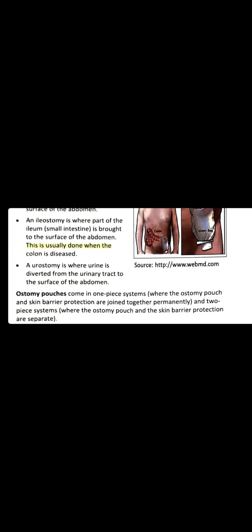A colostomy is an artificial opening in the colon, large intestine, which is brought to the surface of the abdomen. An ileostomy is where part of the ileum, small intestine, is brought to the surface of the abdomen. This is usually done when the colon is diseased. A urostomy is where urine is diverted from the urinary tract to the surface of the abdomen. Colostomy bag source.